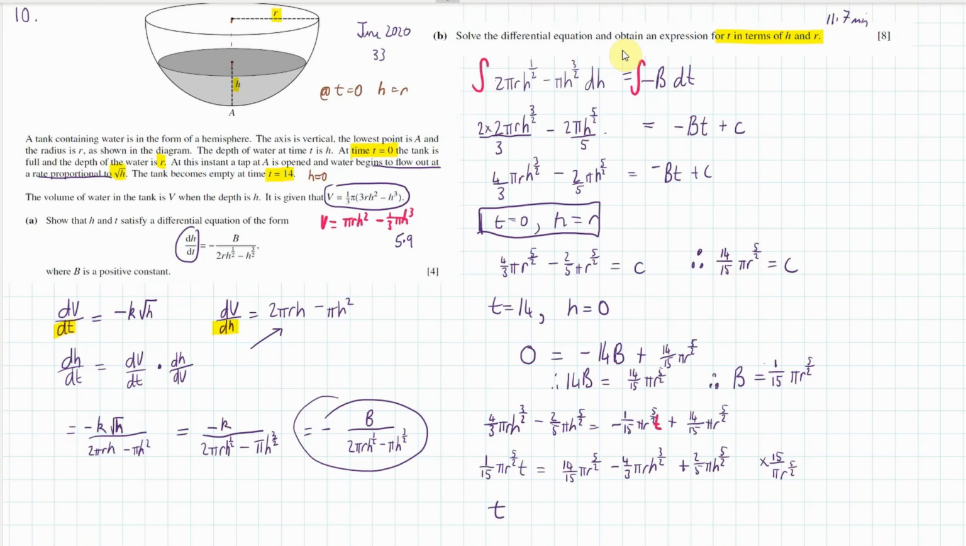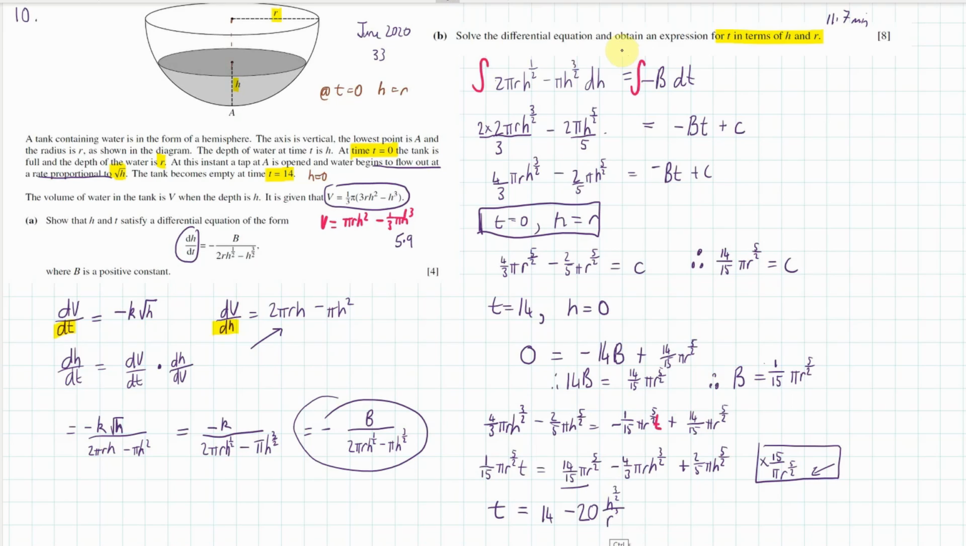So I'll get t equals, now when I times by 15, this first term here will become 14, and you'll note that 15 on the denominator cancels out because I'm timing by 15, but also the pi r to the power of 5 over 2 cancels out because that's on the bottom of this denominator. Okay, now my next term, I'm timing by 15. 15 times minus 4 over 3 is going to be minus 20. The pi's cancel out again because I've got a pi in the denominator. I'm going to have h to the 3 over 2 all over. Now, r divided by r to the 5 over 2 should become r to the 3 over 2.